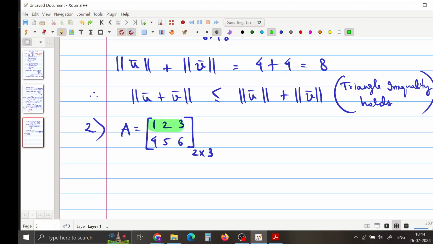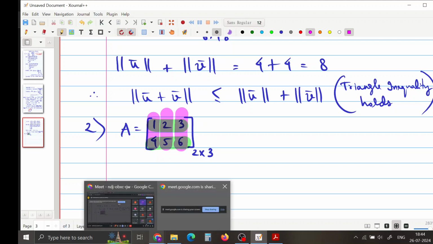This whole thing, this is the first row and this is the second row, correct? So therefore number of rows is 2. And what are the columns? This is the first column, this is the second column, this is the third column. Okay, so there are 3 columns.